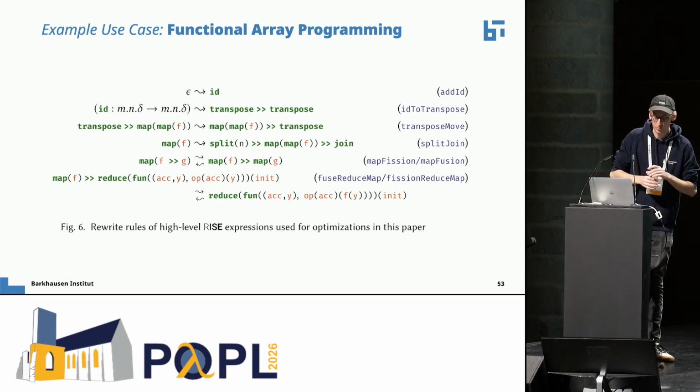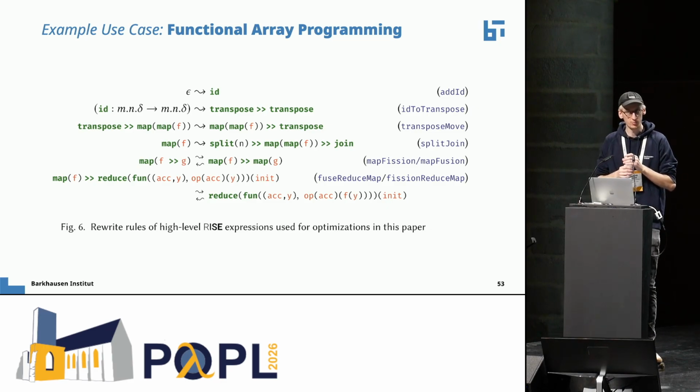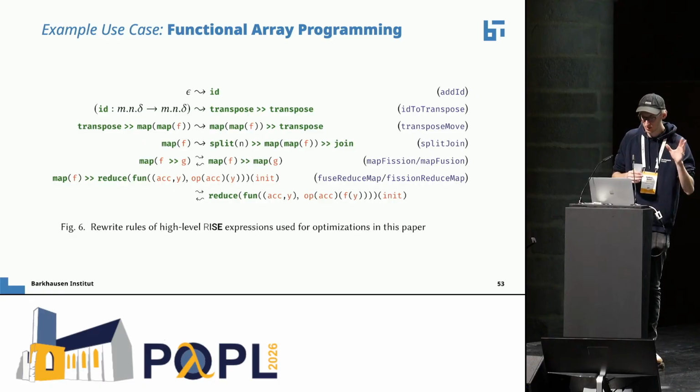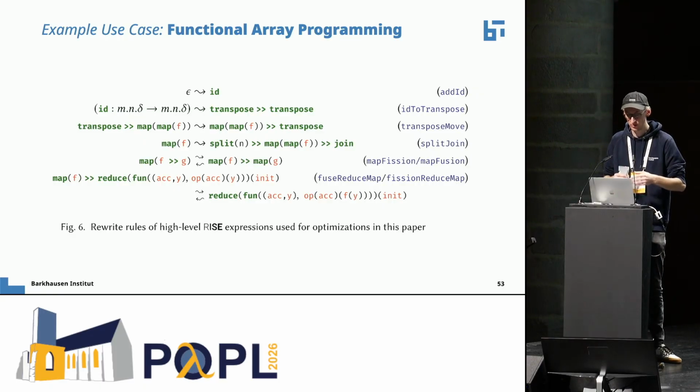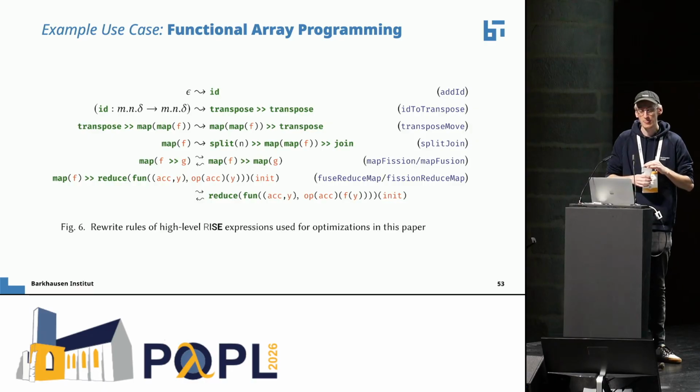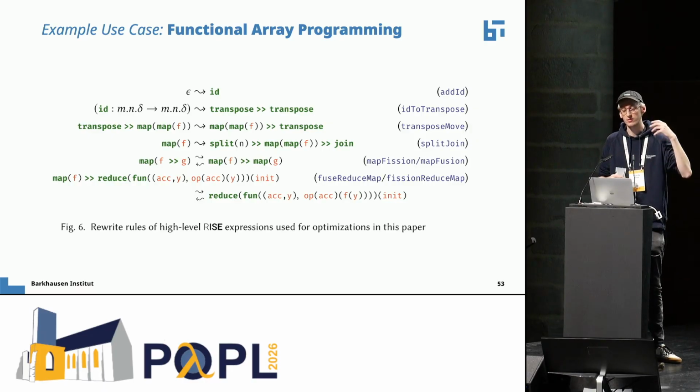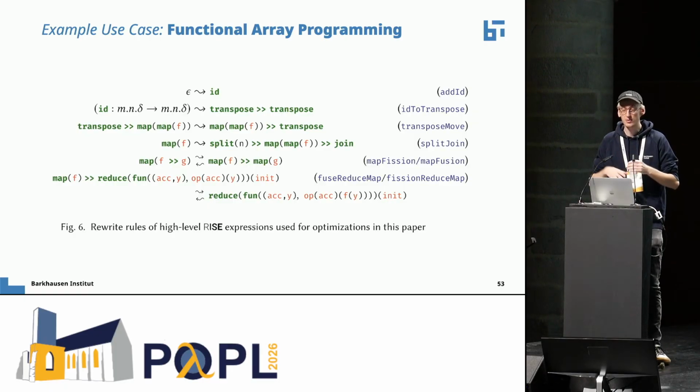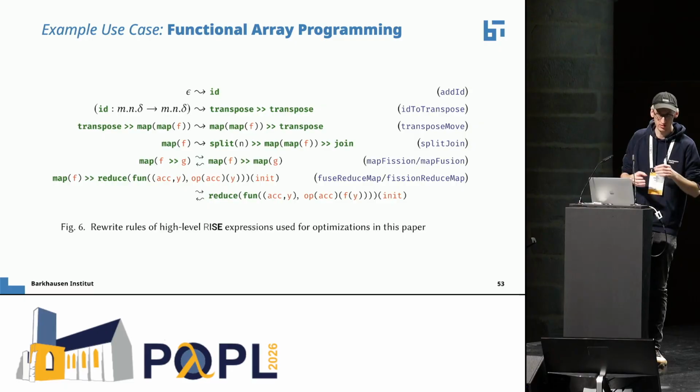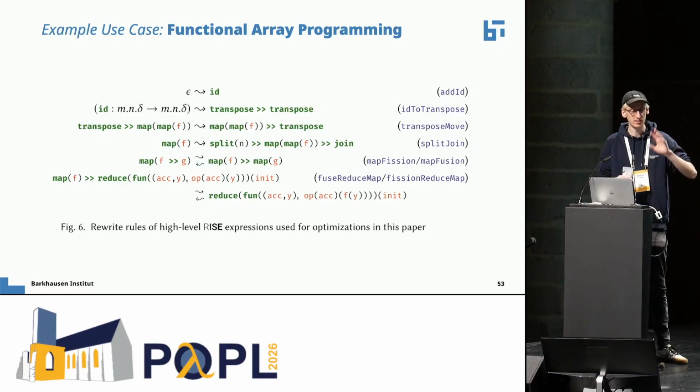The second example I want to show you comes from the domain of functional array programming. There's this paper shown here in figure 6, which introduces a bunch of rewriting rules for the purpose of optimization. And in the paper, they also prove correctness of these rewrite rules. In their case, they formalized their proofs in Agda. And in our use case, we also reproduced this using our tactic in Lean.